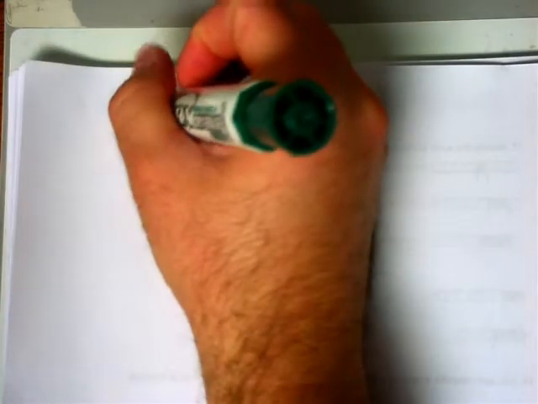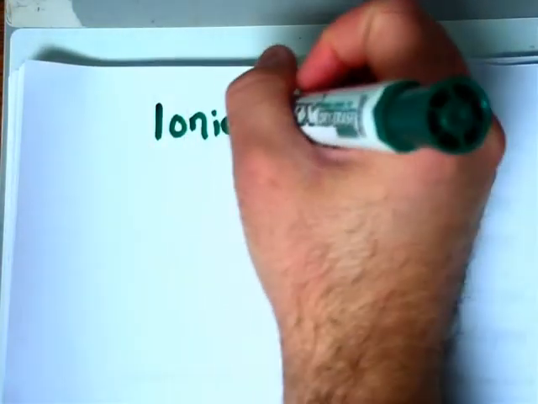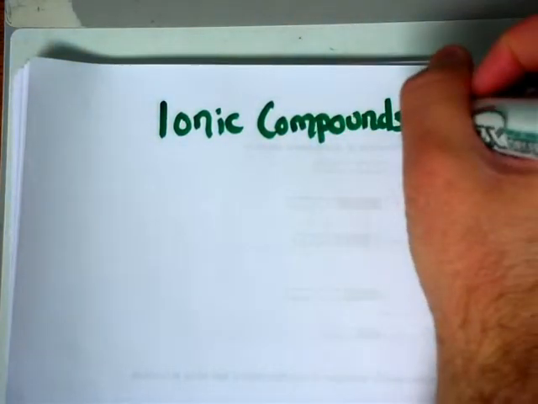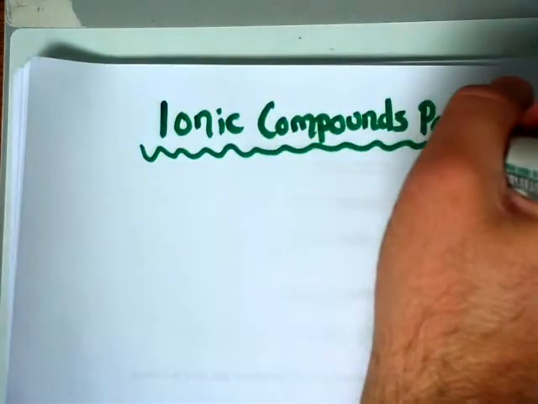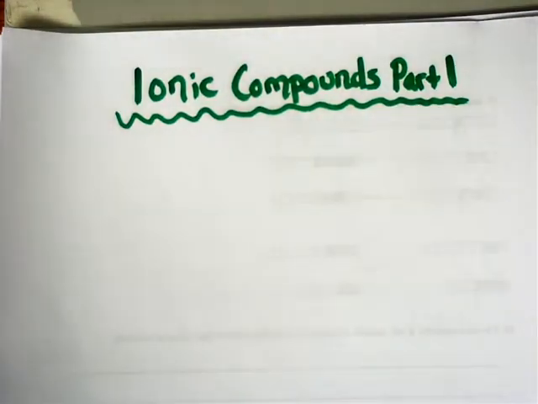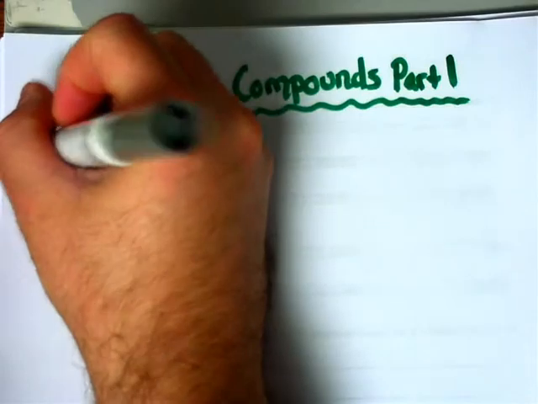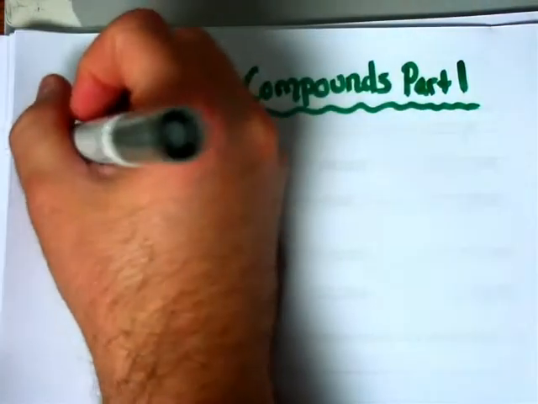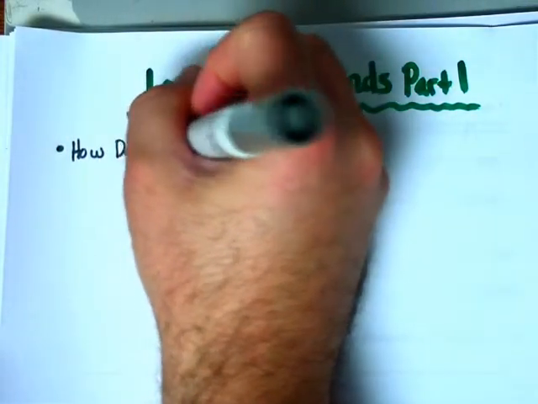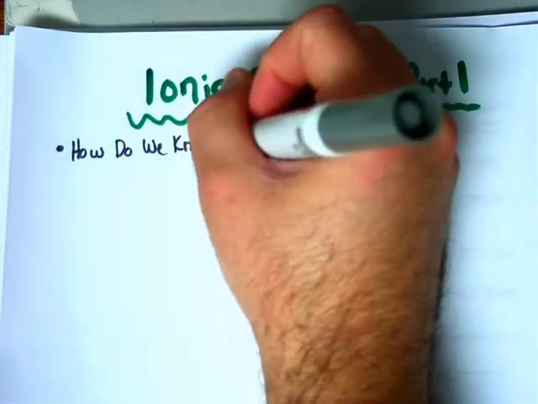Part 1. So, ionic compounds. Now, I think the question, and the thing we need to focus on first, would be recognizing how we know if we have an ionic compound.